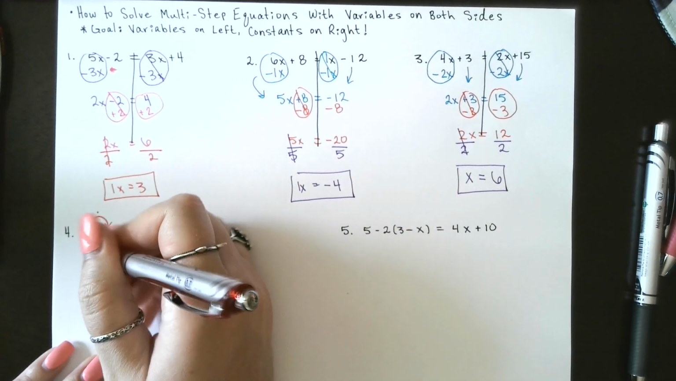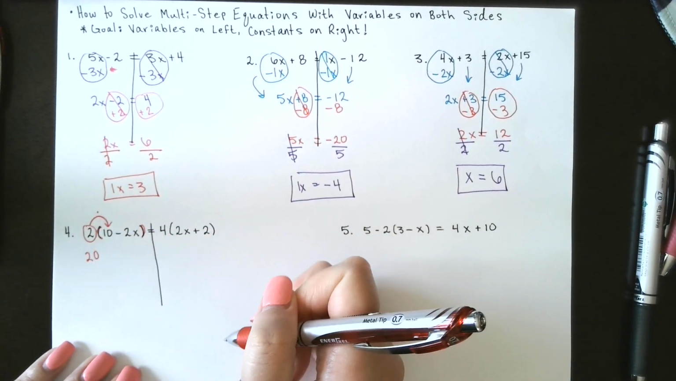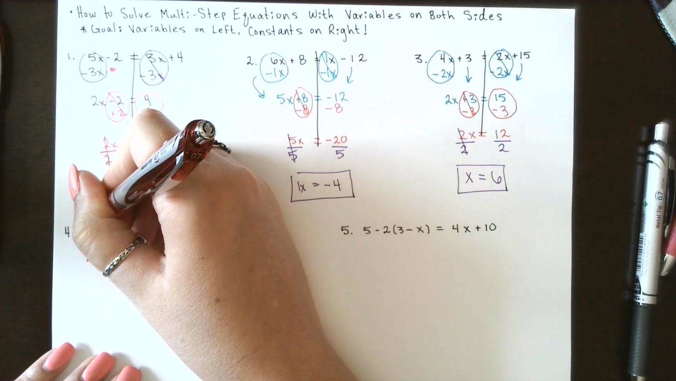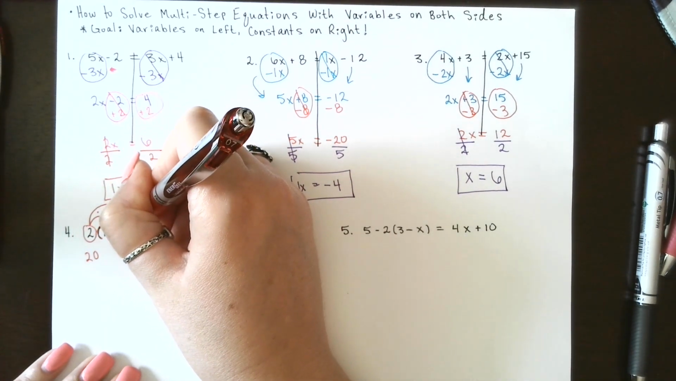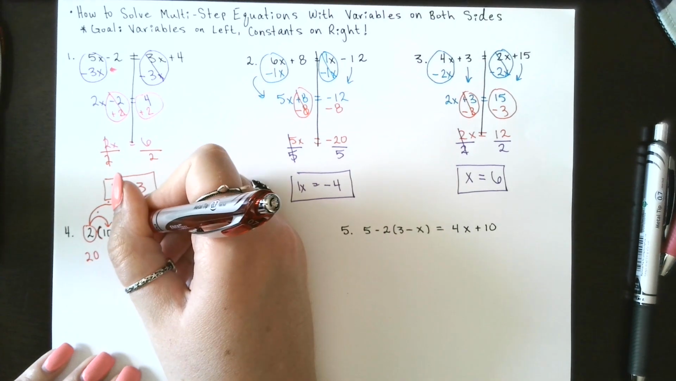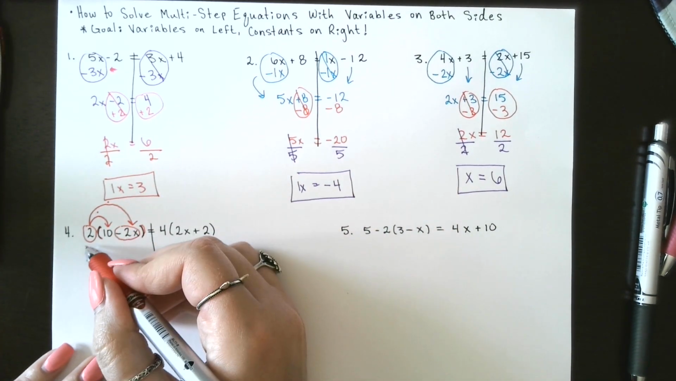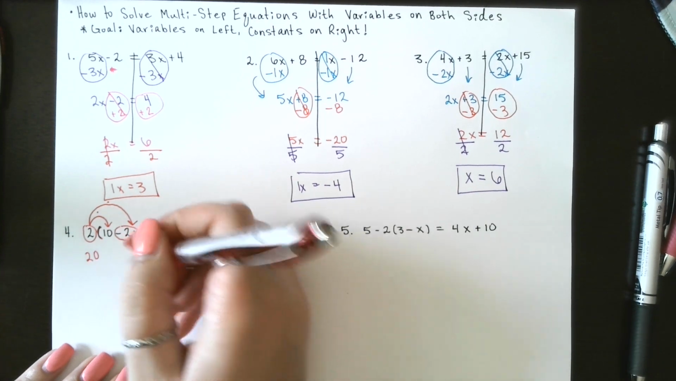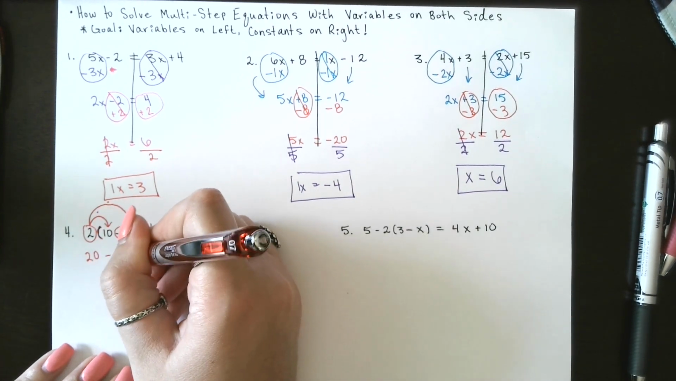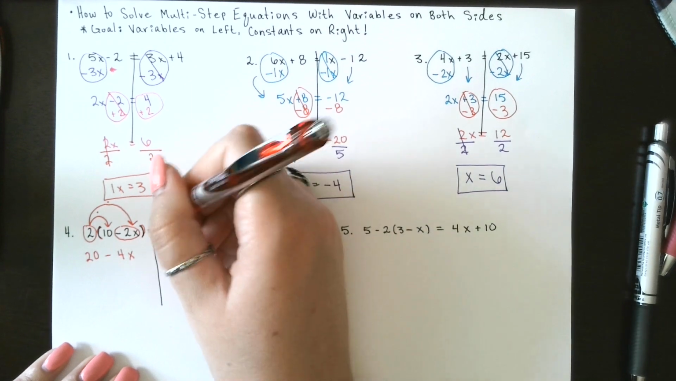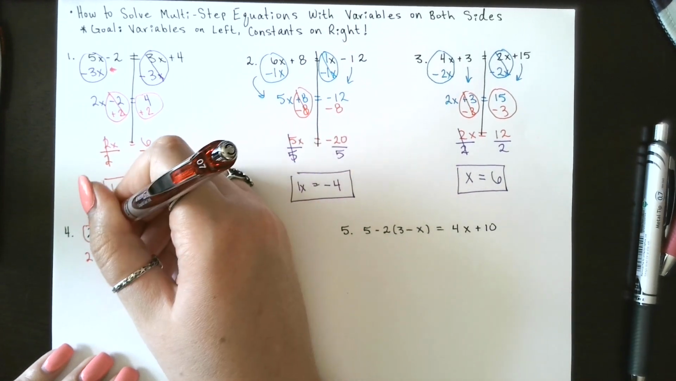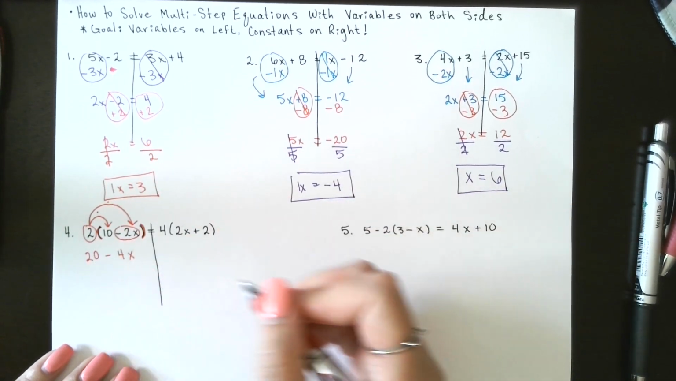Well, 2 times 10 is 20, so I'm going to bring that down. But I'm not done until I multiply each of the terms inside the parentheses. We also have to be careful with whatever signs are inside as well. So 2 times negative 2x is negative 4x. Well, now that the parentheses are closed off, I am done distributing the left-hand side.